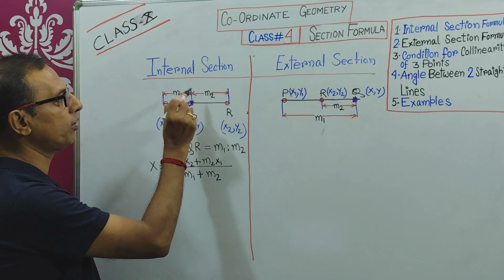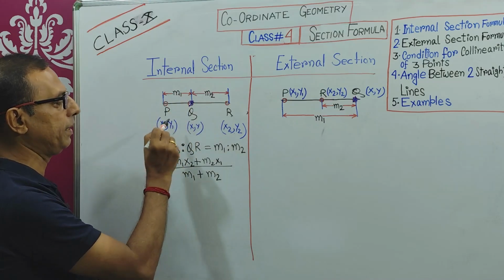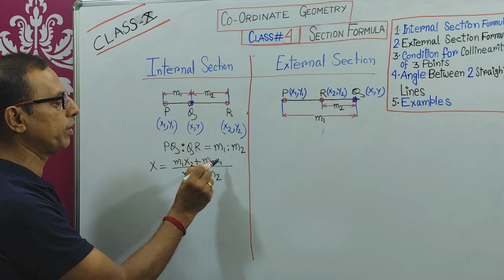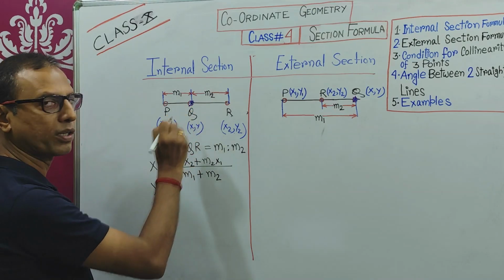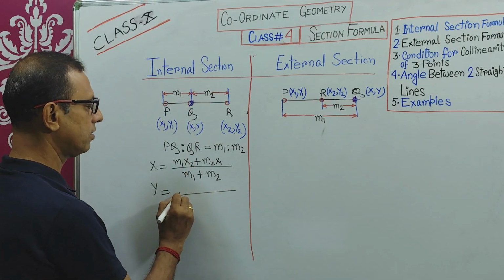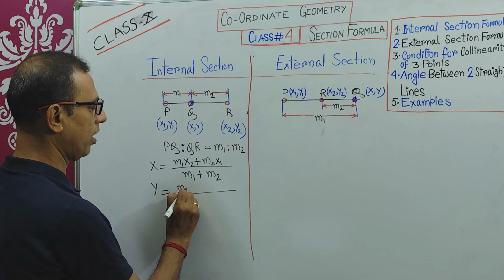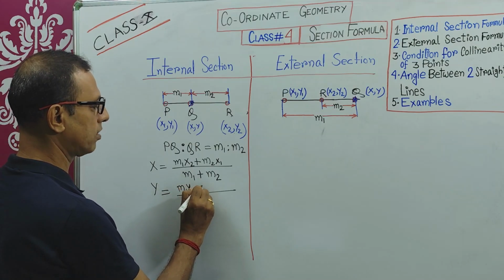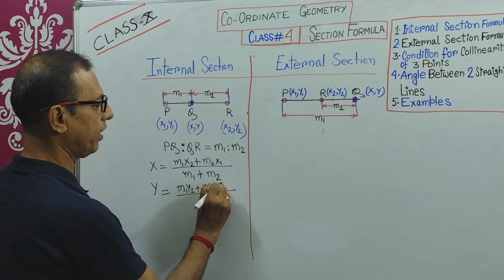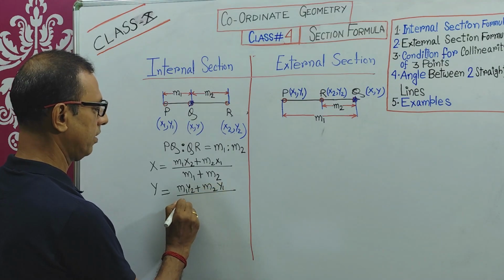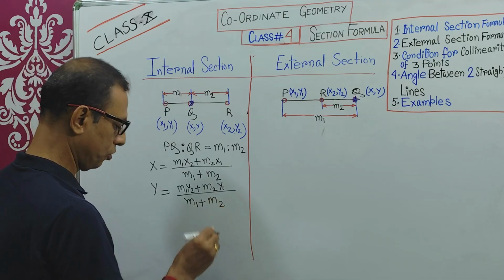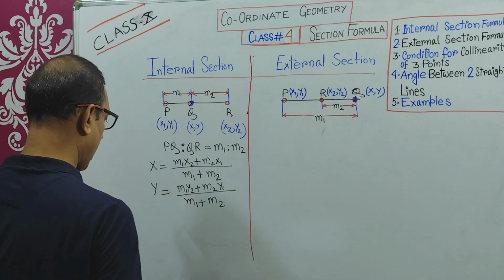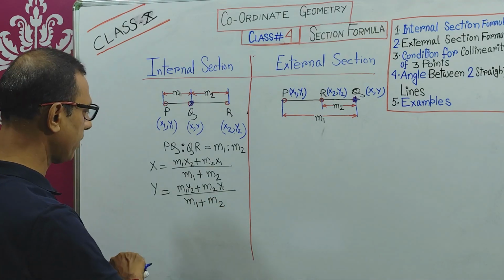Rear coordinate. So M1 with R, M2 with P, right? M1 x2 plus M2 x1 by M1 plus M2. What will be the Y coordinate for Q? That will be similarly M1 y2 plus M2 y1 by M1 plus M2. So this is the formula.